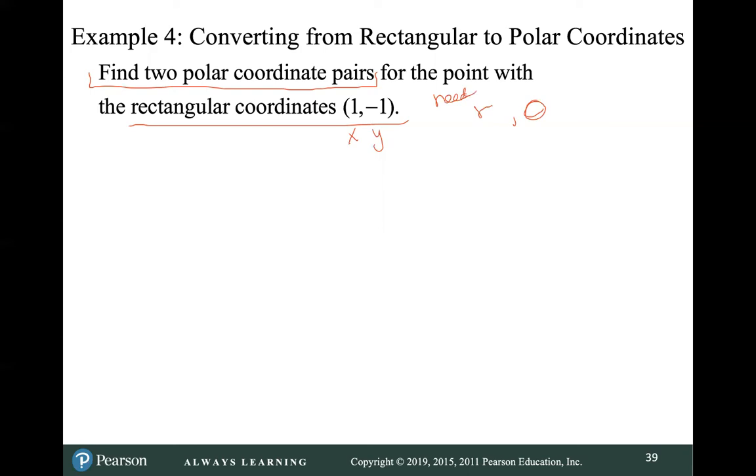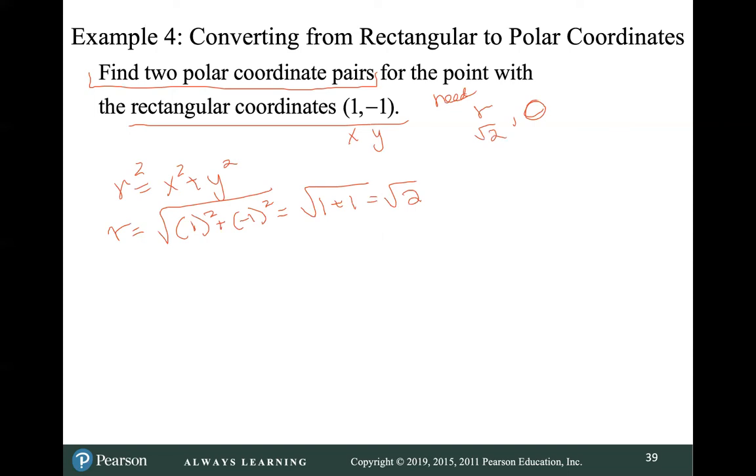So the first thing I'm going to notice is that I have x and y, I need r. I can use that Pythagorean identity. R squared equals x squared plus y squared. Then r equals the square root of x, which is 1 squared, plus y, which is -1 squared. That's the square root of 1 plus 1, or the square root of 2. We've got r. Now we need theta.